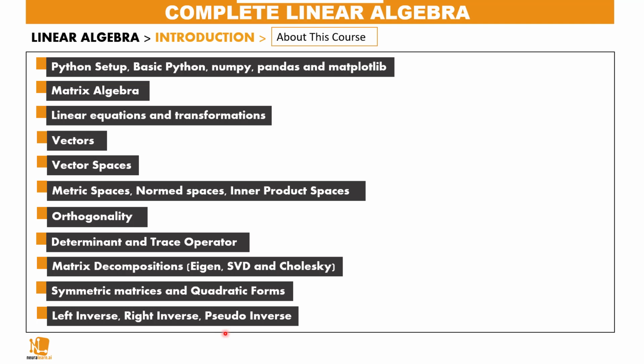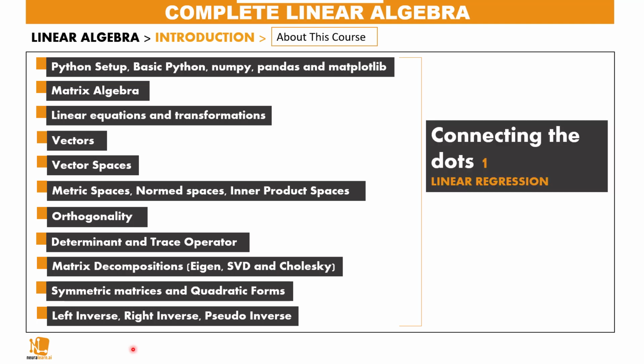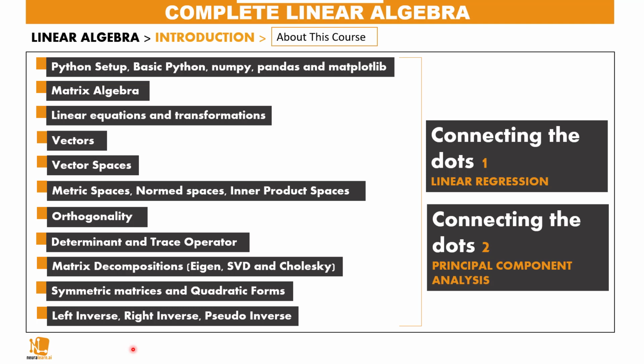After these core sections, we shall have 2 sections on connecting the dots, where we make use of what we've learned in the core sections to apply in real-life problems. The first will be on linear regression, and the second on the PCA algorithm. We shall discuss the theory behind these algorithms and implement them with real-life problems. These 2 algorithms studied on connecting the dots are important algorithms in machine learning.